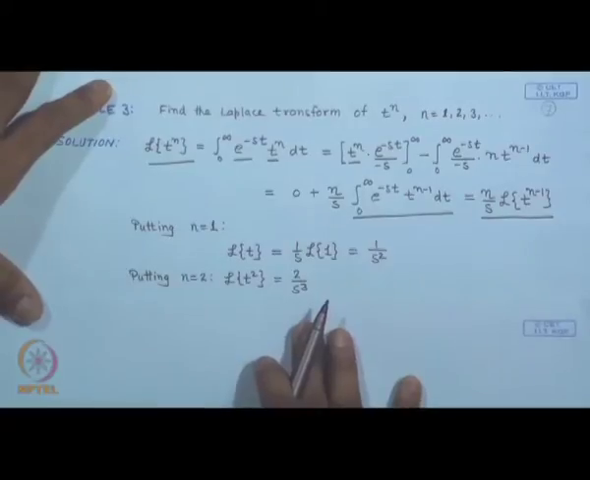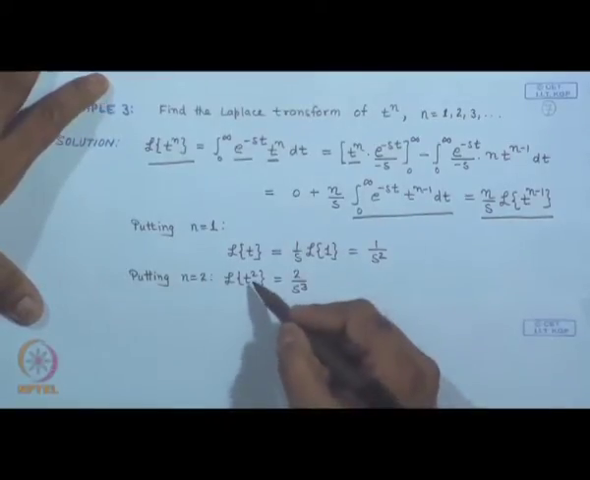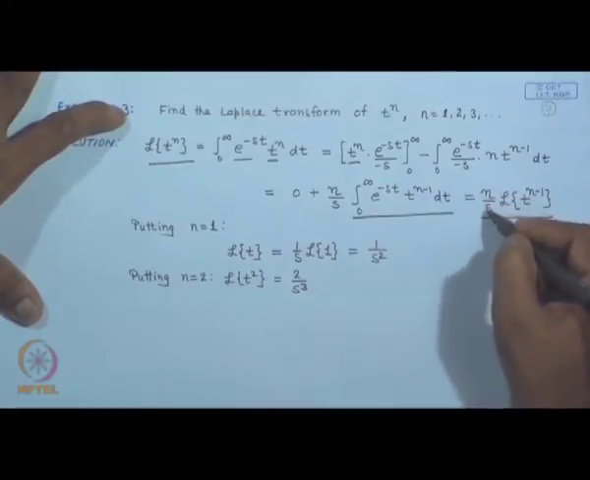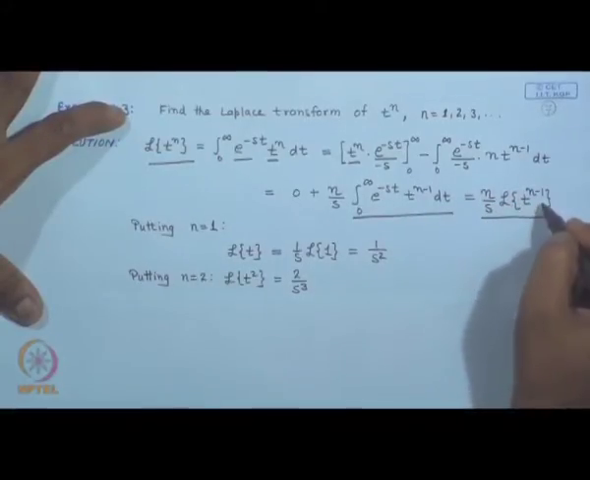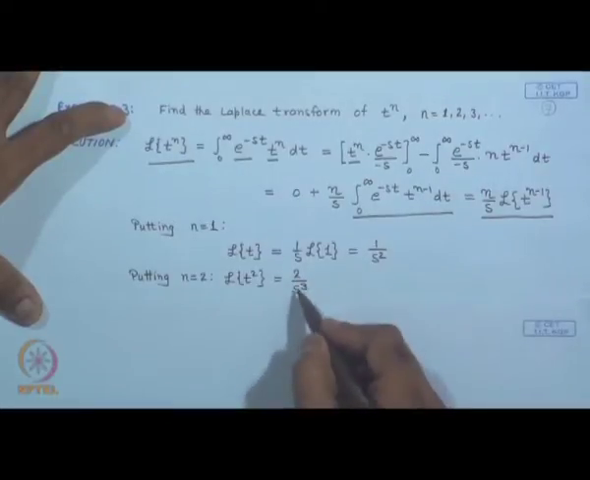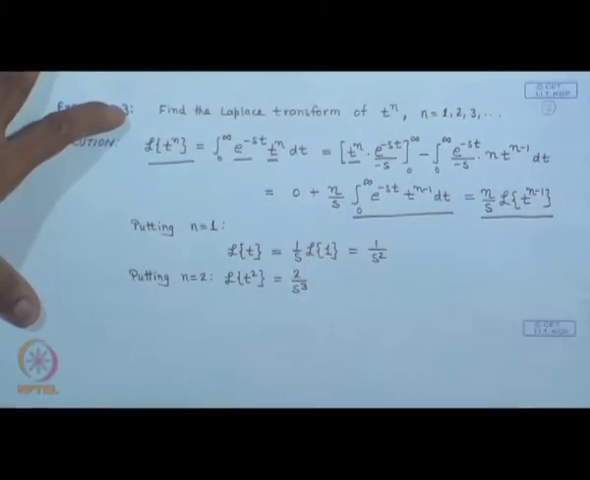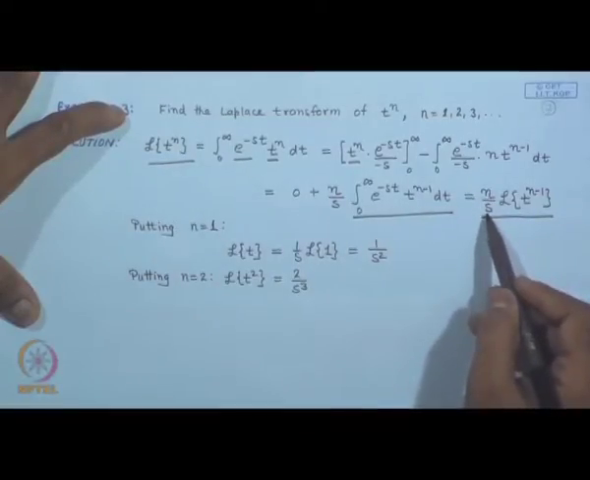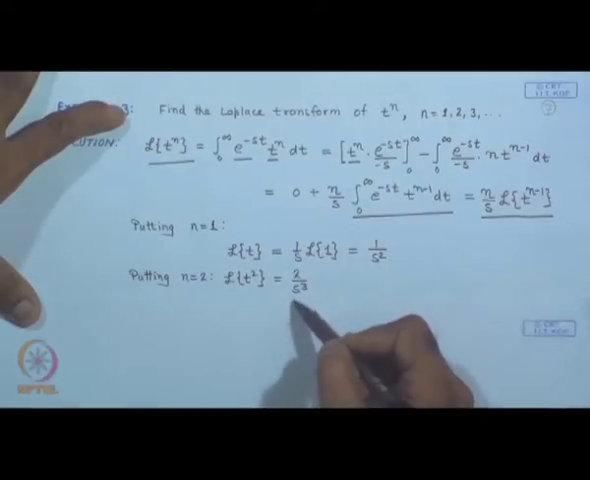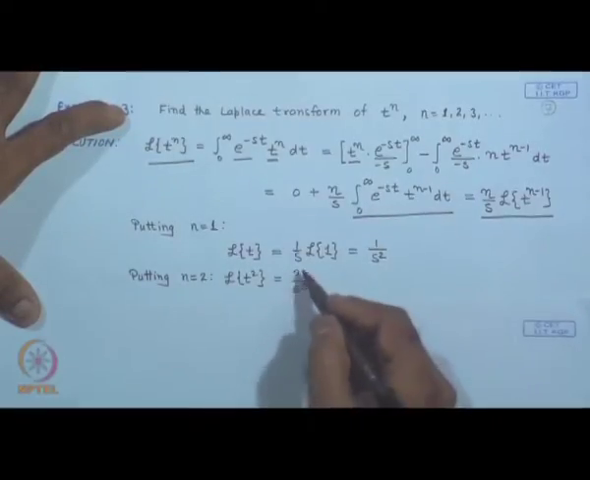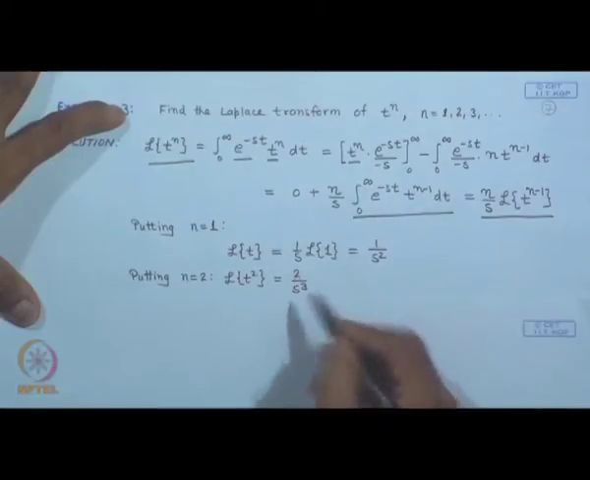Also, if we put n is equal to 2, we will get the Laplace of t square, and this is 2 over s, and the Laplace of t is 1 over s square. So, we will get 2 over s cube. In fact, for n is equal to 3, we will get 3 over s from here and the 2 over s cube from Laplace of t square. So, we will get 3 into 2 over s cube.